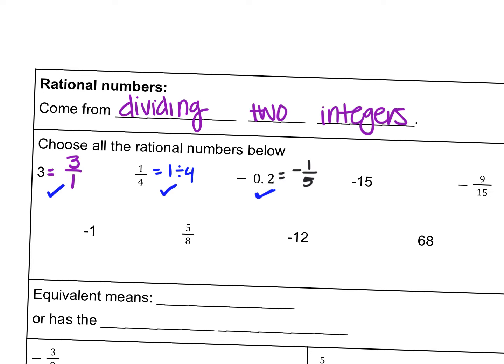Okay, so go through and either check or circle, somehow note to yourself which ones are the rational numbers and make sure that you understand why. Where did they come from? So pause the video for a second, check that out.